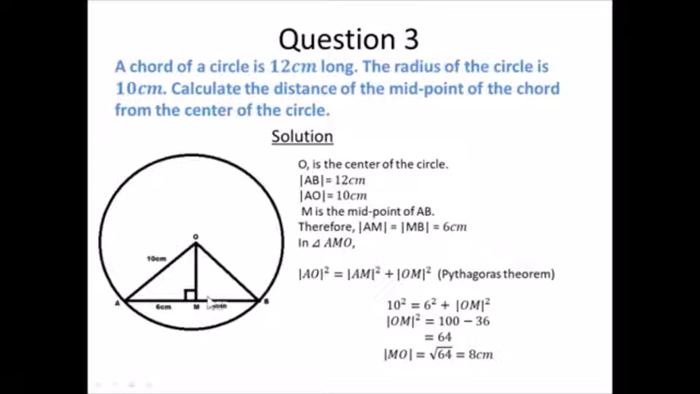That means the distance of this chord AB from the center of the circle, which is represented by this line OM, is what? 8 centimeters. So that means this our OM is what? 8 centimeters. And that's the third question we have solved on midpoint theorem. So any question you are given on midpoint theorem, you just need to understand the question and the theorem that we have explained in the past. So that's the end of this question.